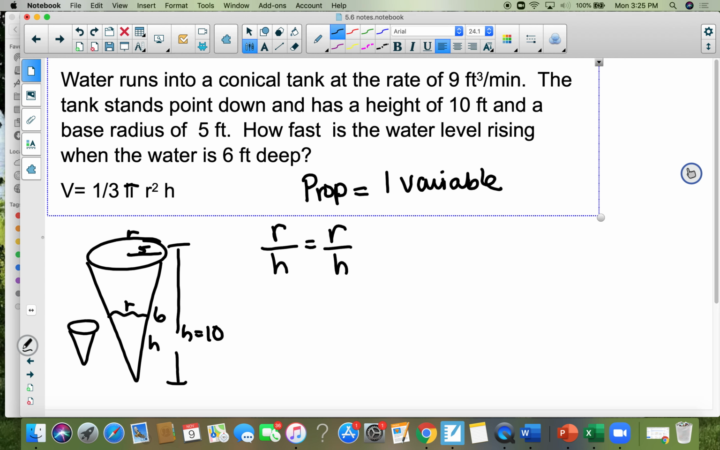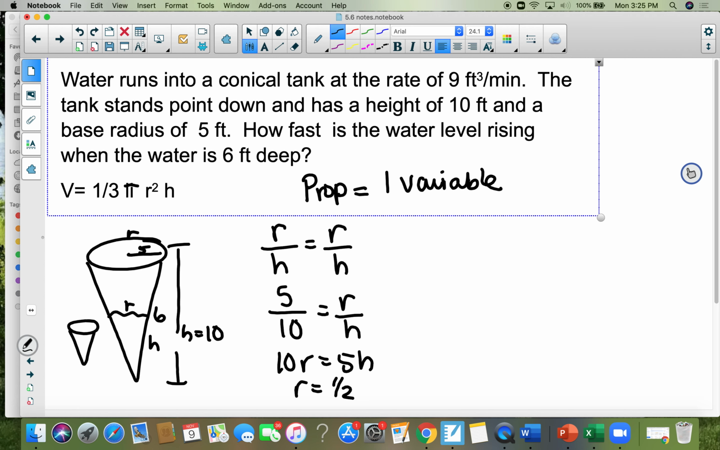You're going to solve a tank or a cone problem like this: r is to h as r is to h. So 5 is to 10 as r is to h. We already know the height and radius of the cone, but we cannot put 6 in there, because 6 is changing as the water level rises. So 10r equals 5h.